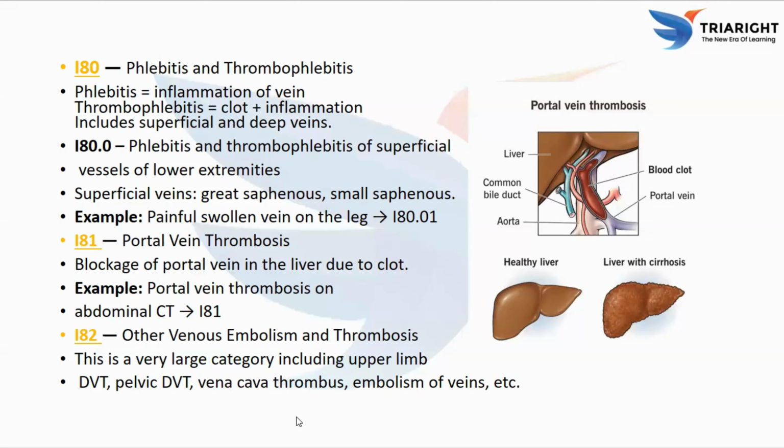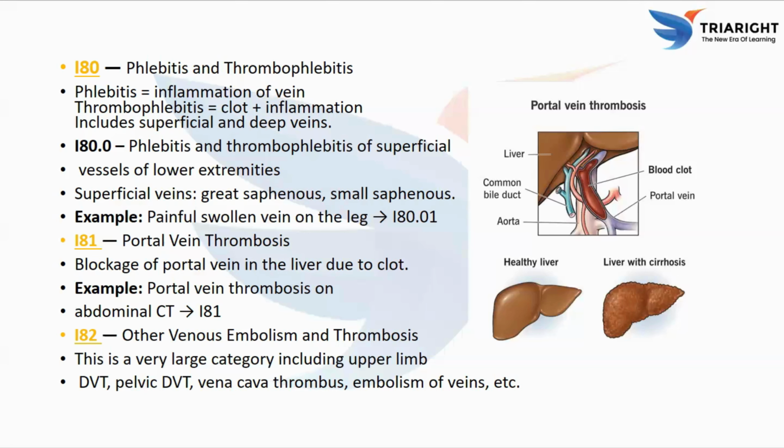Next, coming to the I-82 code. What does it describe? Other venous embolism and thrombosis. This is a big category covering many other veins. They include clots in upper limbs, pelvic veins, inferior vena cava, and DVT not covered under I-80, and also embolisms. Embolism is nothing but a clot that travels from one vein to another. What are examples of this condition? Upper limb DVT, pelvic DVT, vena cava thrombosis. All of these diseases are coded under I-82.